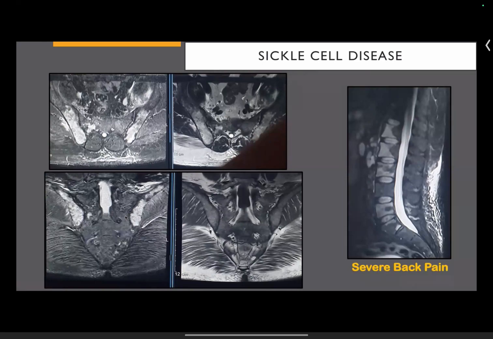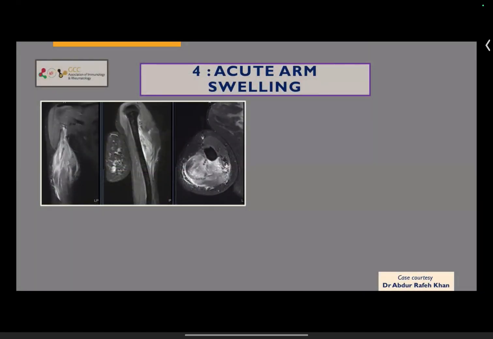Okay. And similarly, we think about sickle cell infarction just affecting the marrow, but it can also affect the muscles. We probably don't image them that much. That's why in the acute sickle crisis, the clinicians deal with them, whatever they want to do. Usually, they don't image them unless there is concern for infection.